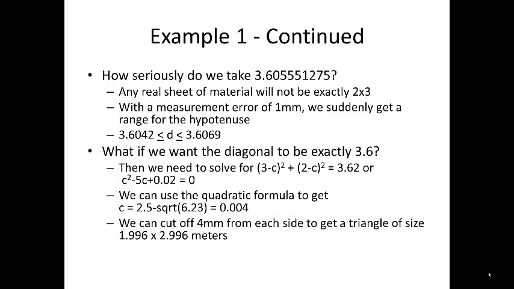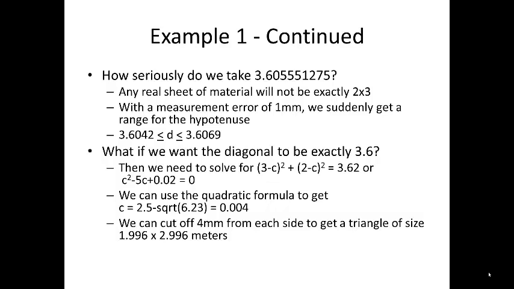What if we want the diagonal to be exactly 3.6? Well, then we can solve (3 − c)² + (2 − c)² = 3.6², which is equal to c² − 5c + 0.02 = 0. And that equation is really nice because we can use our good friend the quadratic formula that we learned in high school or secondary school and basically derive c is equal to −b plus or minus the square root of b² − 4ac, divided by 2a. And if you run it through your calculator, you get 0.004.